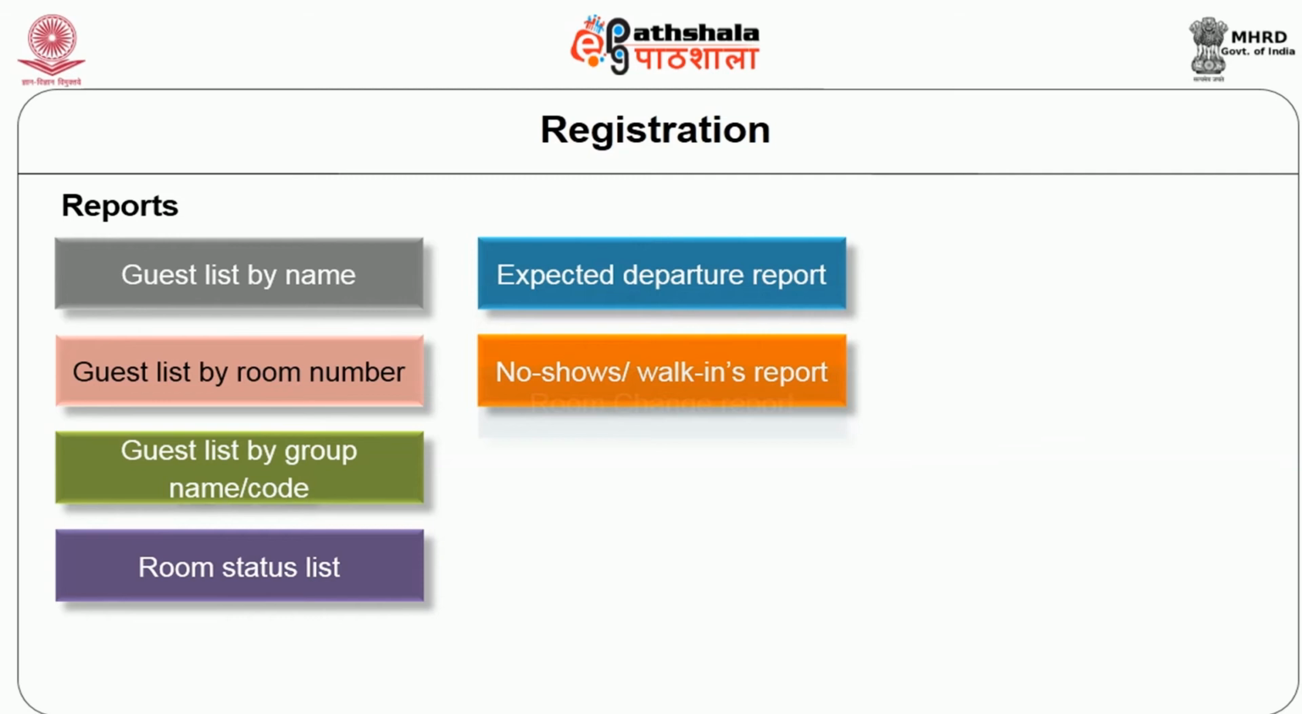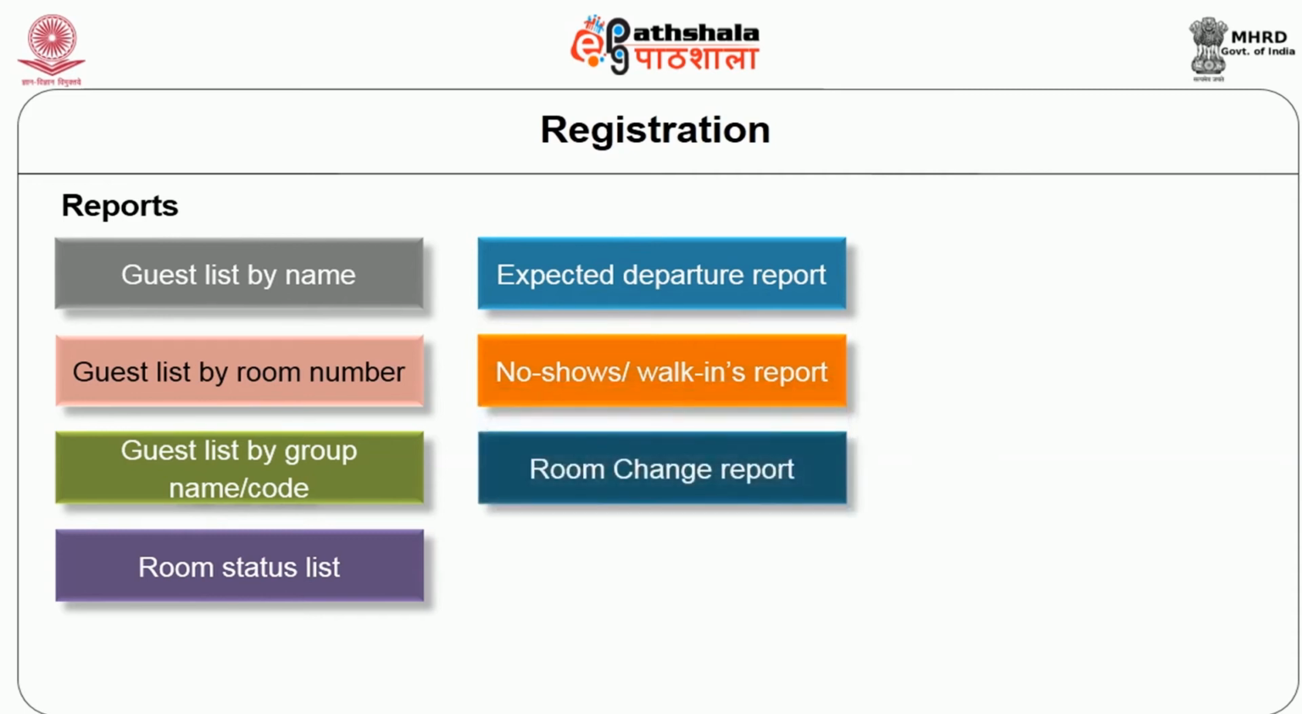I think you all will know about no show. No shows are persons who would have reserved a room, but then they don't turn up on the date of arrival. So they are termed as no shows. And walk-in reports are the persons who directly come to the hotel and book on the spur. As and when they come into the hotel, they book a room. So they are called walk-ins. So the no shows and walk-ins report, if you have it, will also be helpful for the registration part.